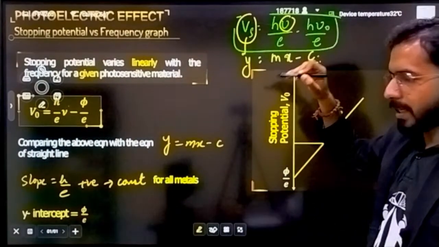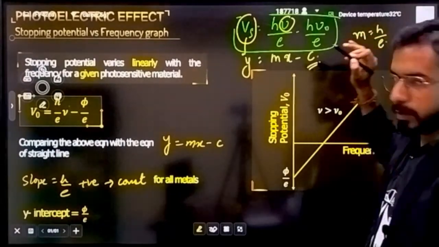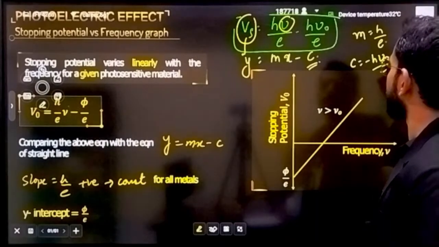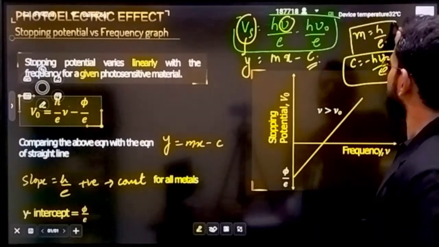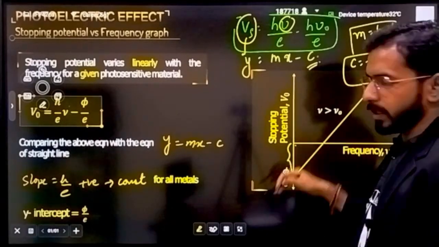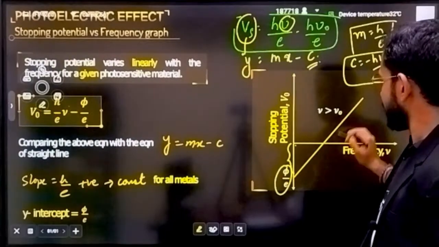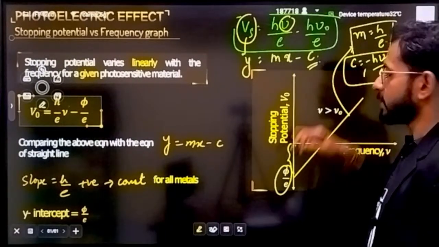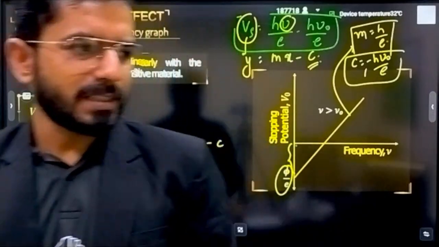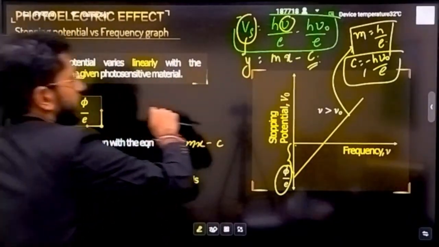That means what are the two things that you are going to get from here? The slope is h by e, that is positive, and the intercept is negative, that is equal to h mu naught by e. These are the two things that you can take from here. This hitting point is nothing but h mu naught by e, which can also be written as work function by e. And the slope will be h by e. Correct? Last class also we plotted some curves, so now we are getting familiar with this. It's not the first time we are plotting.